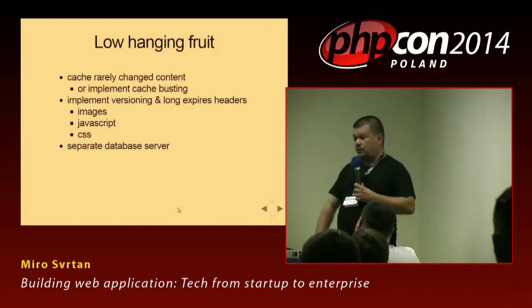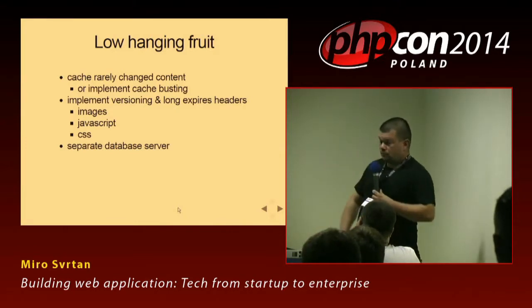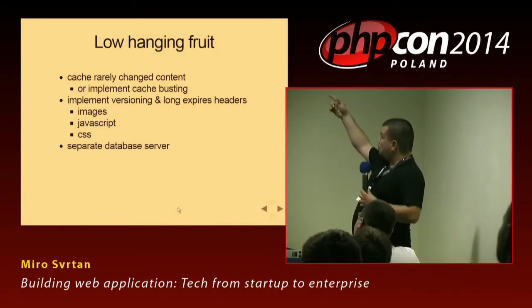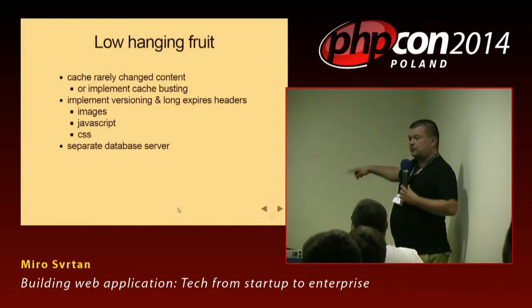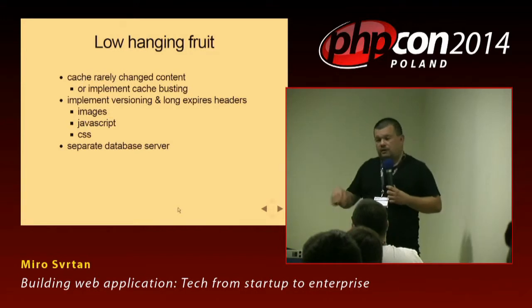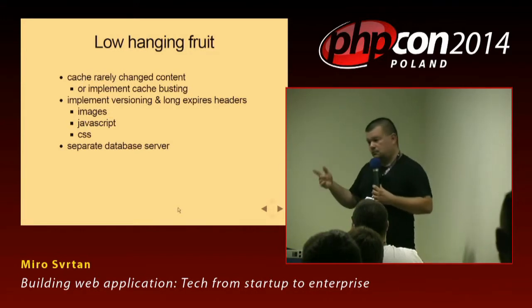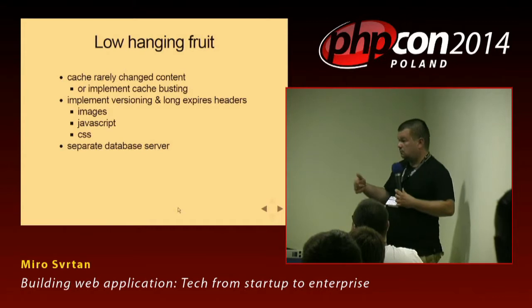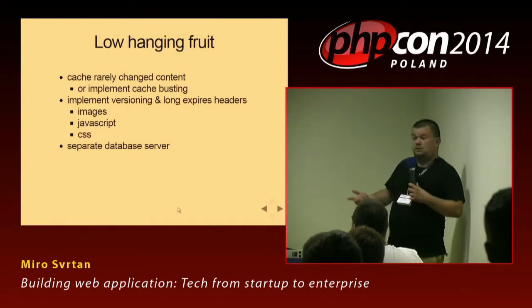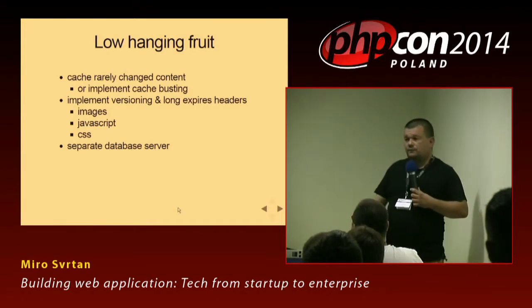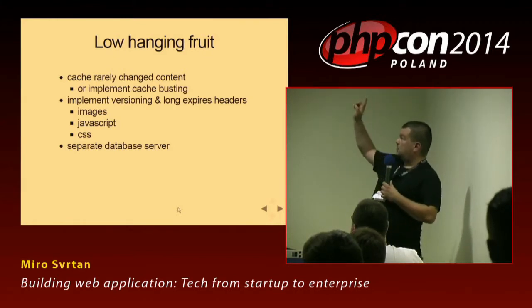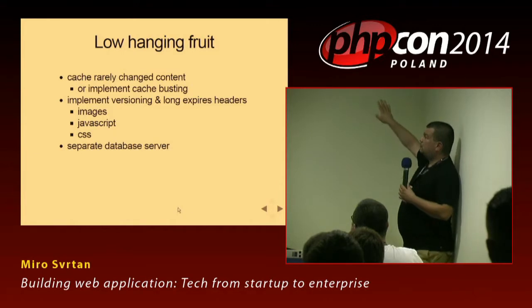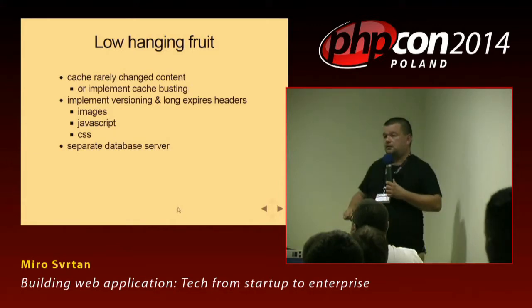You want that jQuery. With long expire headers, on every page your user goes to, they don't have to get the jQuery again and again and again, which can be 500 kilobytes of additional data for every page request. How many of you are actually implementing any kind of versioning with long expire headers?